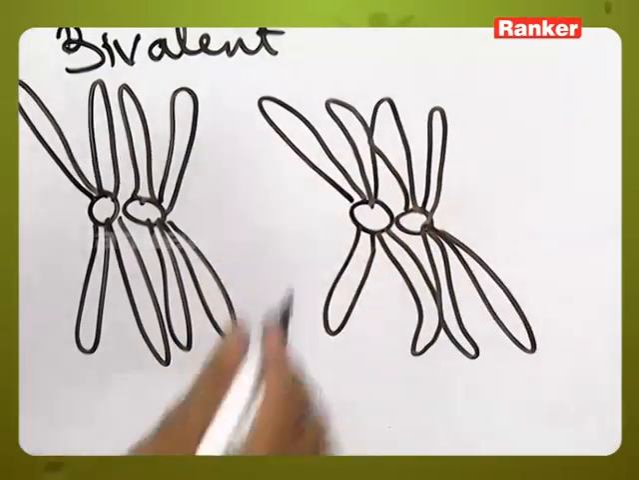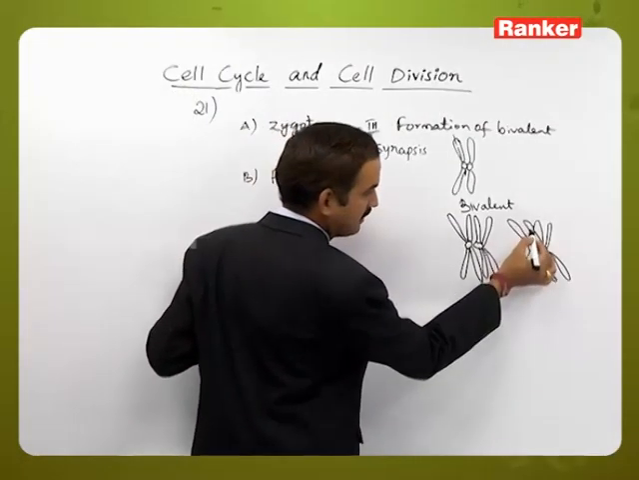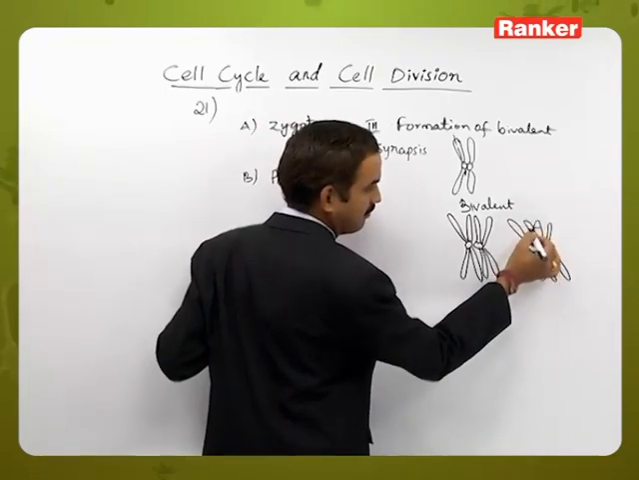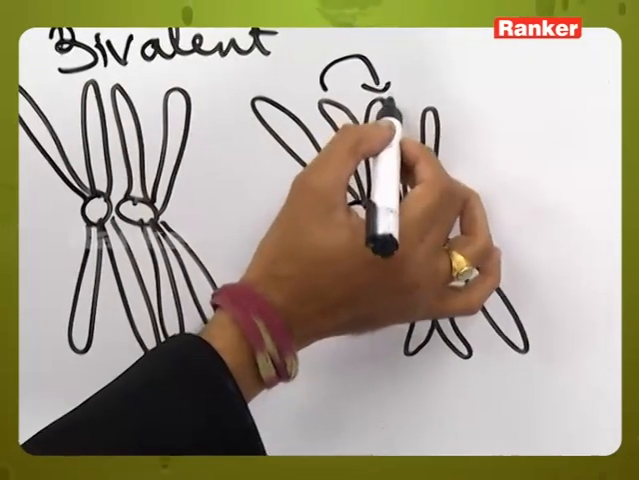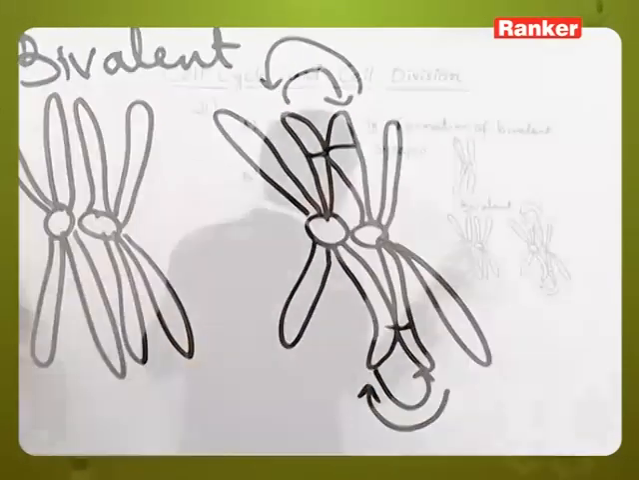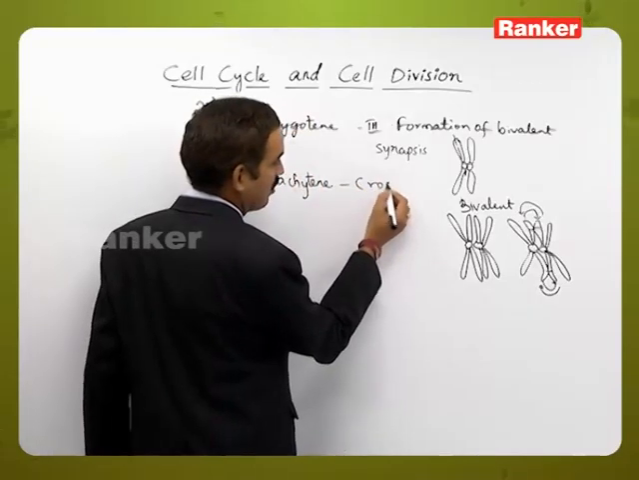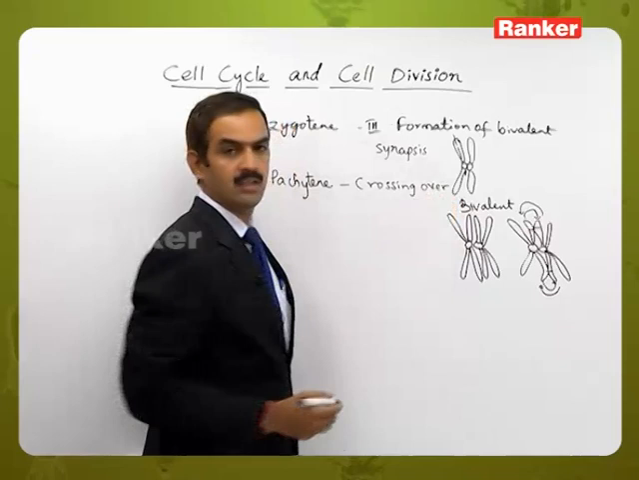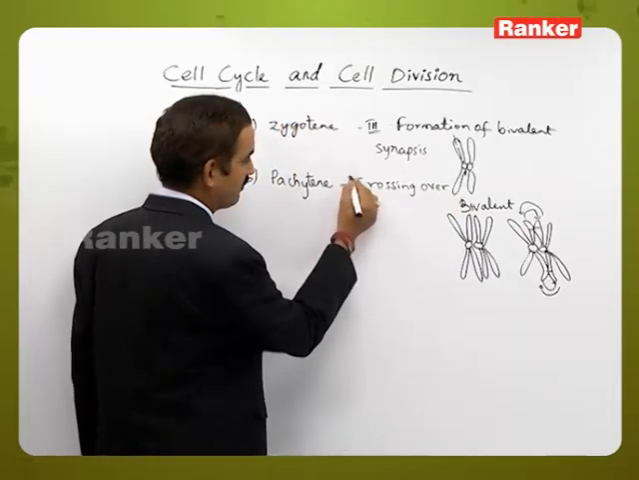And this is called chiasmata, and this part will get broken, and whatever part has been separated will be transmitted to the other non-sister chromatid. Like this, the exchange of chromatid pieces will take place. The exchange of chromatid pieces is called crossing over. That is option number 1.